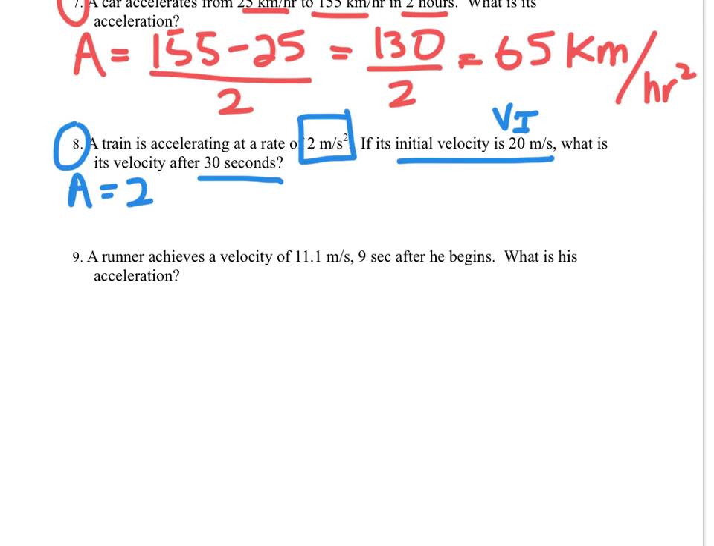Now we have time. This is our time. We have the initial velocity. We have the acceleration. We don't have the final velocity. So let's fill in our equation with the information that we have. So we have our acceleration. It's 2.